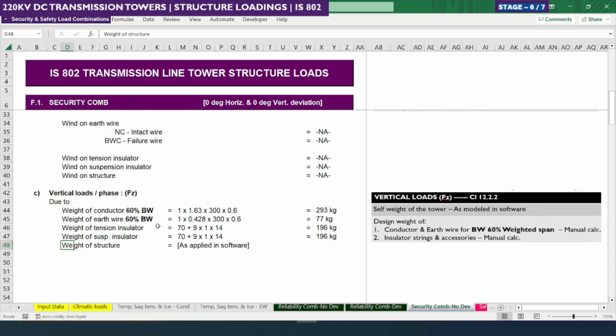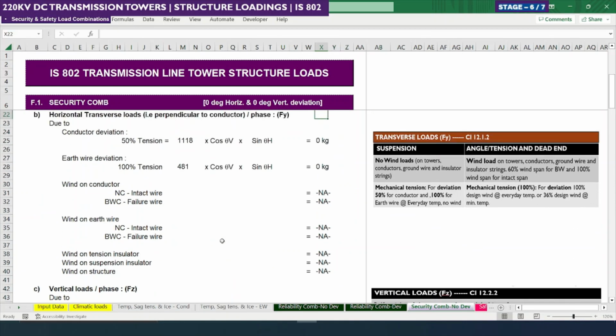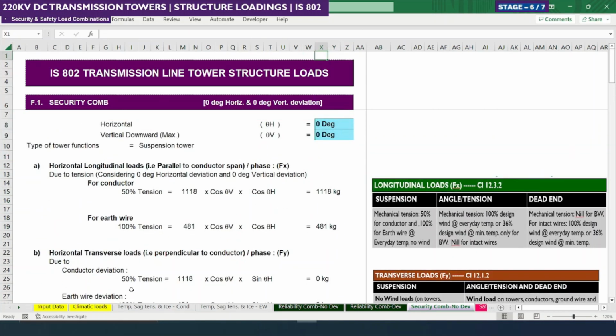And for wind weight of conductor, we need to consider 60% in case of broken wire. So we are multiplying with this 0.6, so that we are getting 293 kg. Similar for earth wire it is 77 kg. And for remaining tension insulator and suspension insulator we are just taking their weight. There is no reduction in that for security load combinations. So these are the load parameters we need to consider for suspension tower.